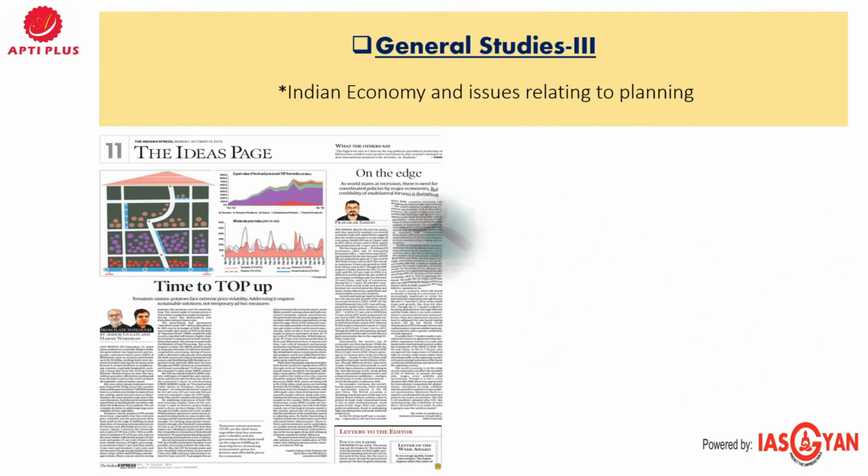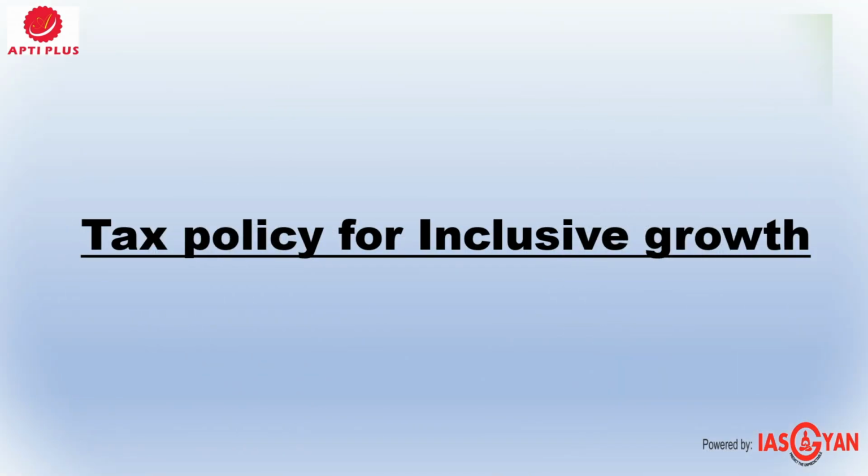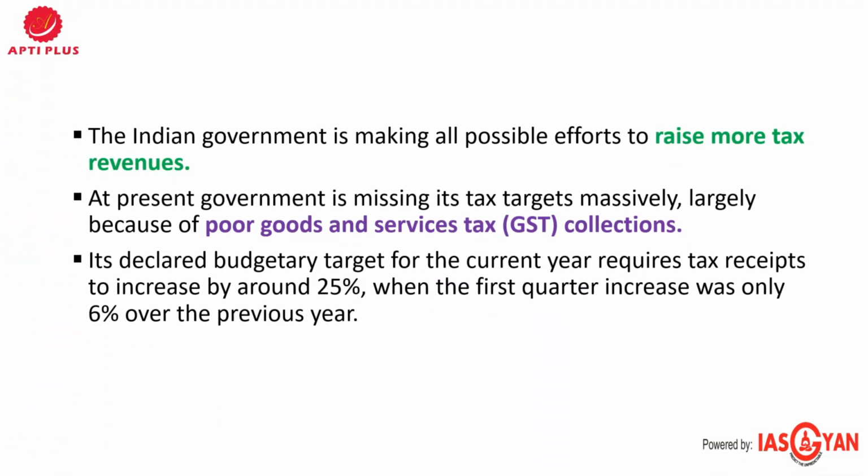Now I'll be moving into the in-depth analysis of the topic, that is a tax policy that could work. So the entire editorial concerns the tax policy for inclusive growth. Fine. So in this we'll understand that the Indian government is trying to make all possible efforts to raise taxes and tax revenues, and at present the government is missing certain targets, largely because of poor implementation and poor collection from the GST. So the government again has a downfall in it, and the target which was set to be achieved is not actually achieved in this.